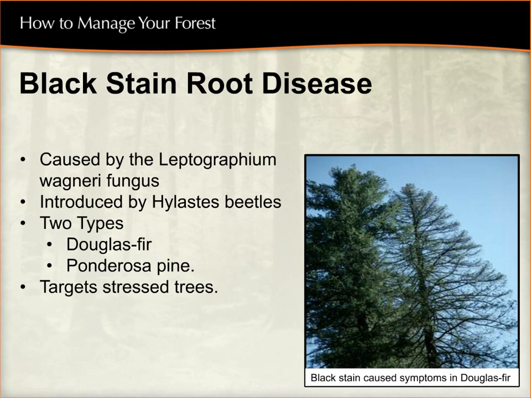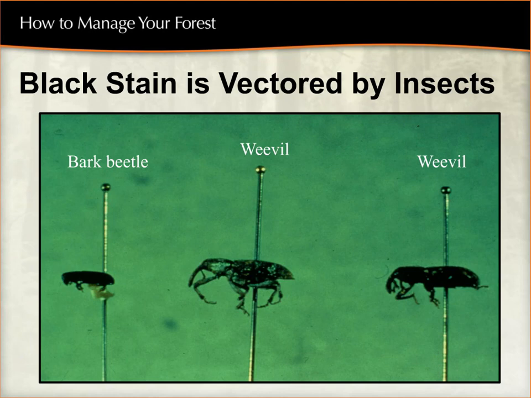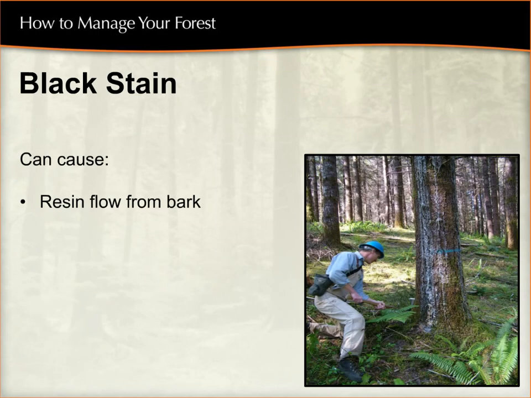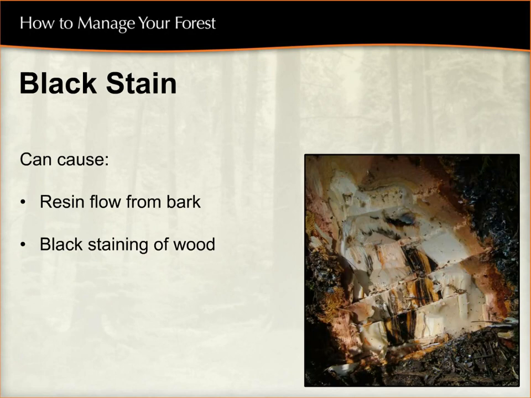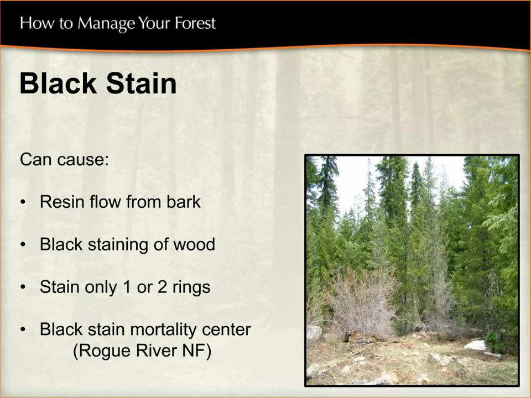Infection centers are most common where there has been substantial tree damage or site disturbance from harvesting, and areas that have been pre-commercially thinned. And here are some examples of the bark beetle and weevil insect vectors responsible for blackstain. Blackstain can cause a flow of resin from the bark of the infected tree and a black stain of the wood, but only for 1 or 2 rings. This photo shows a black stain mortality center located in the Rogue River National Forest.